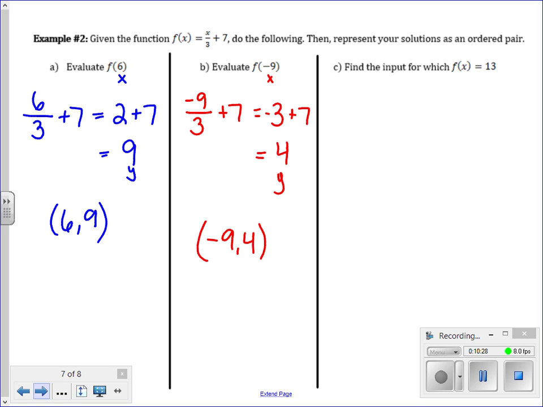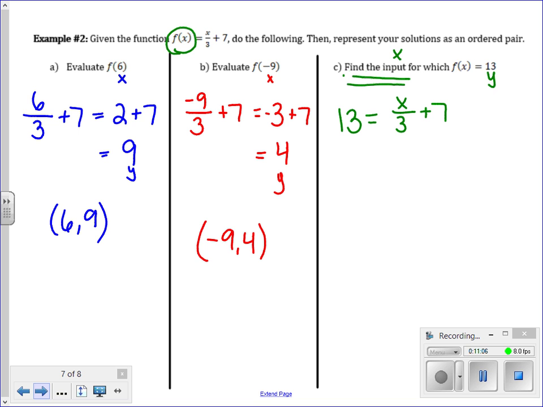Now here's the tricky one that we have to be very careful when we read. Find the input. Input is the x value for which f of x equals 13. Well, notice here, I don't have 13 in the parentheses. So this time, 13 is not an x value. 13 is a y value because it's what it equals. So this time what I'm going to do is replace f of x, what the y is here, with 13. So I'm going to write the equation 13 equals x over 3 plus 7.